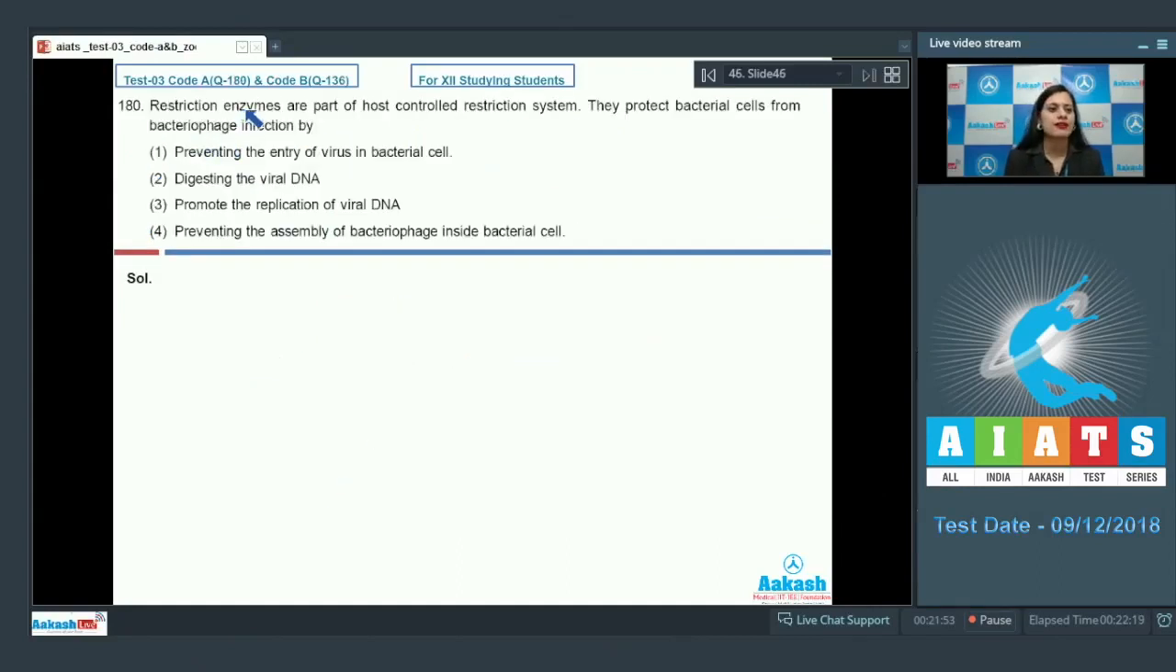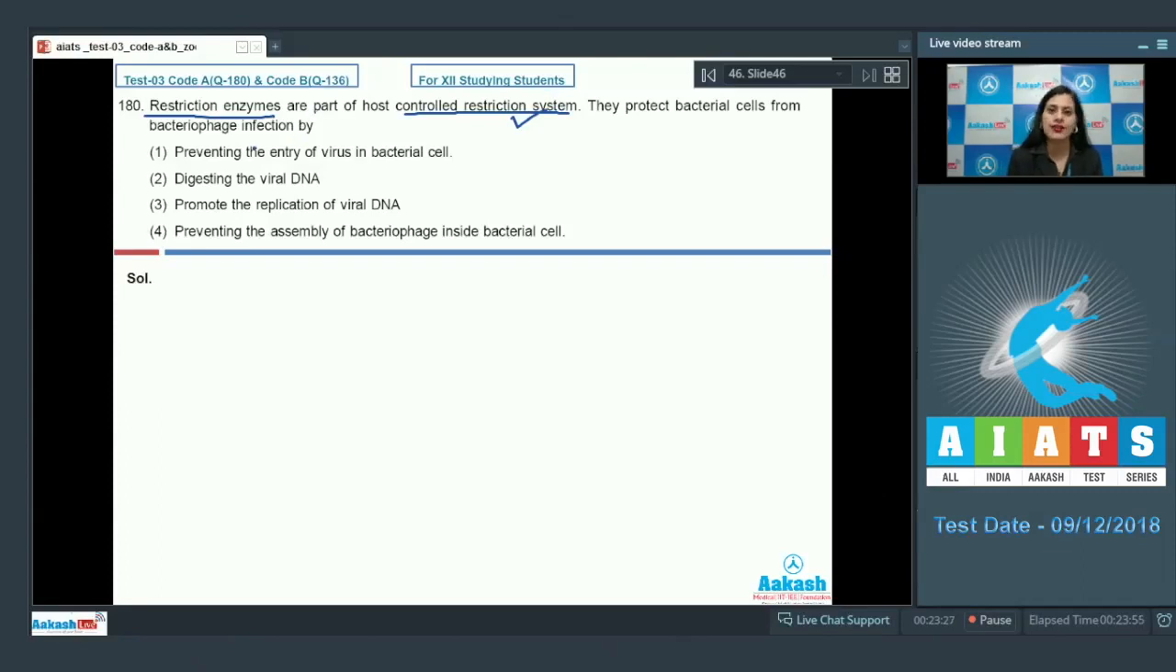Question number 180. Restriction enzymes are part of host control restriction system. They protect bacterial cells from bacteriophage infection by. And we know that these restriction enzymes, which are a part of control restriction system, they will restrict the growth of virus inside bacterium. They will not prevent the entry of these viruses or bacteriophages into the cell, but they will inhibit the growth of these viruses inside the cell by digesting the viral DNA. This bacterial DNA is protected from the action of this restriction system, as the bacterial DNA is modified by the action of DNA methylase, so that bacterial DNA is no more recognized by this restriction system.